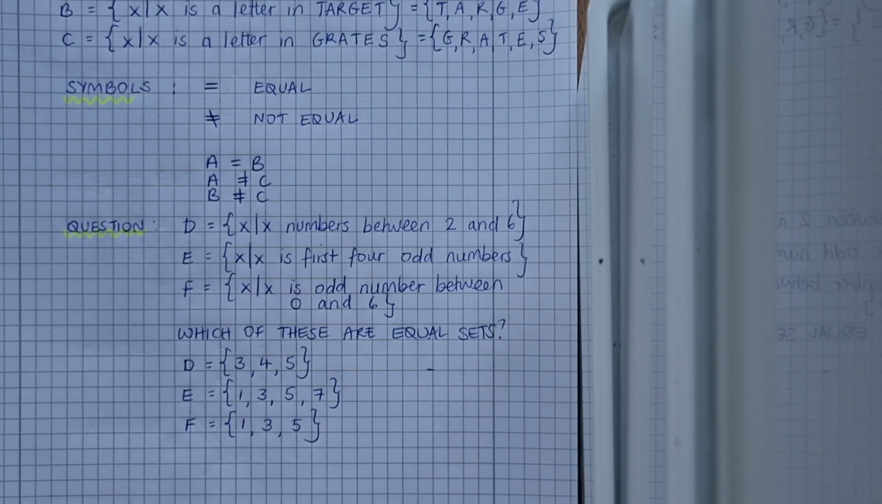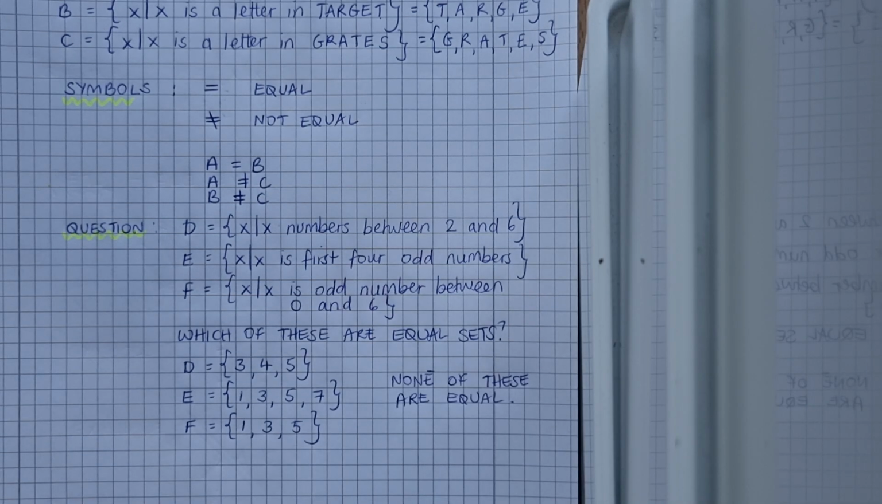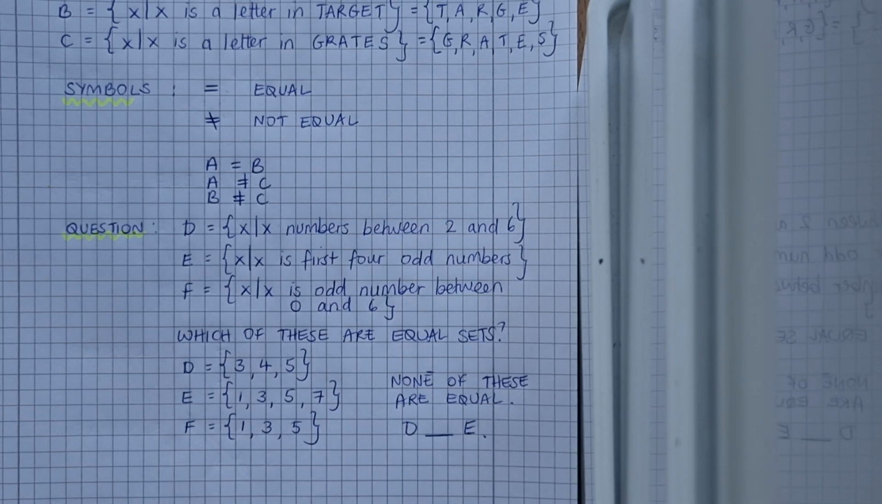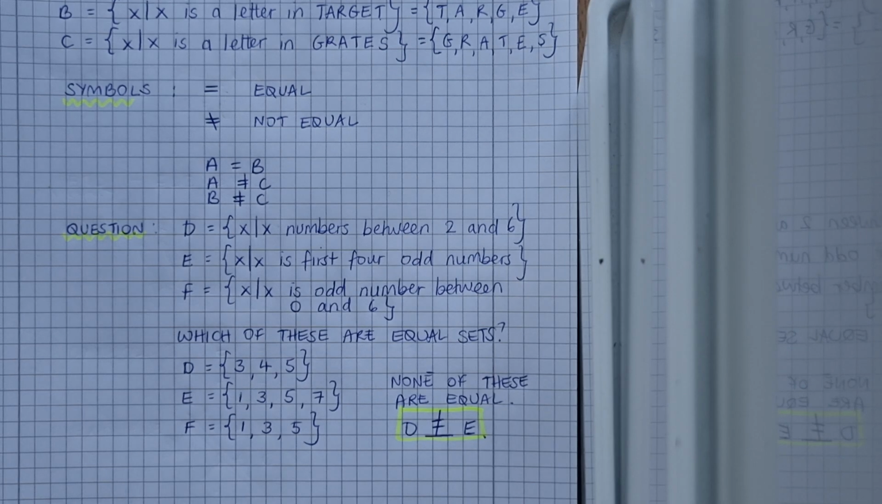Okay, so there we've got our 3 sets, D, E, and F. I don't know if any of these are actually equal because none of the elements match up. So in this case, none of these sets are equal. If that's the case, I wonder what symbol I could fill into the gap. What do you think? What should go into this gap between D and E? In this case, I should say D is not equal to E.